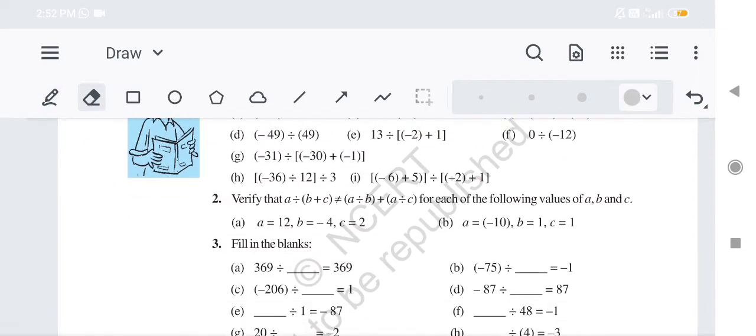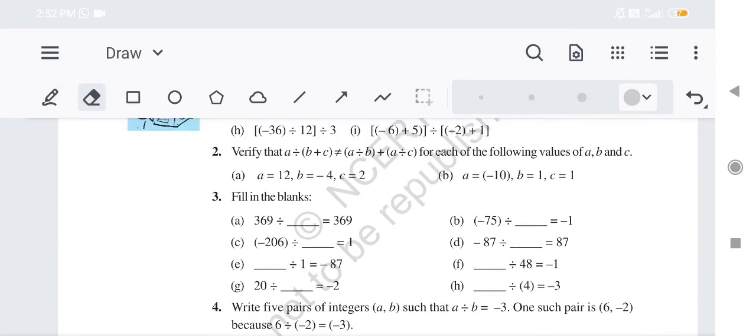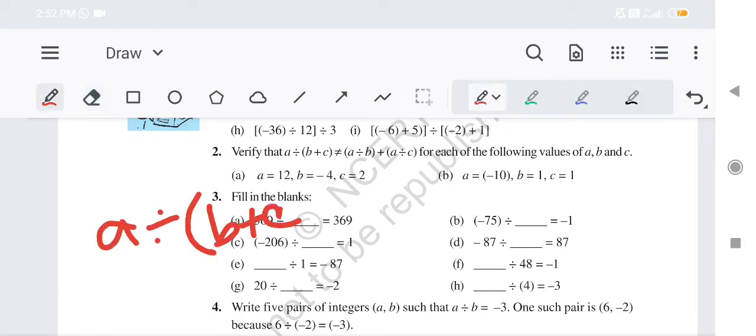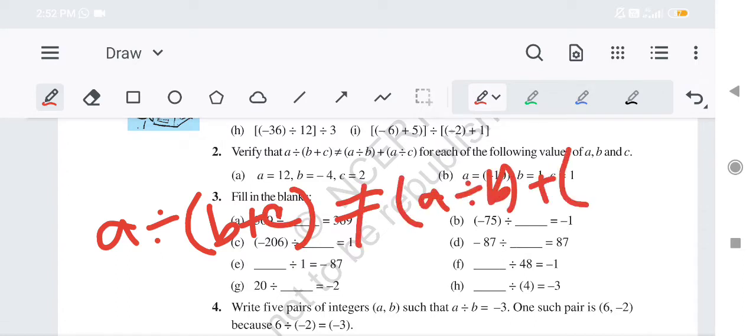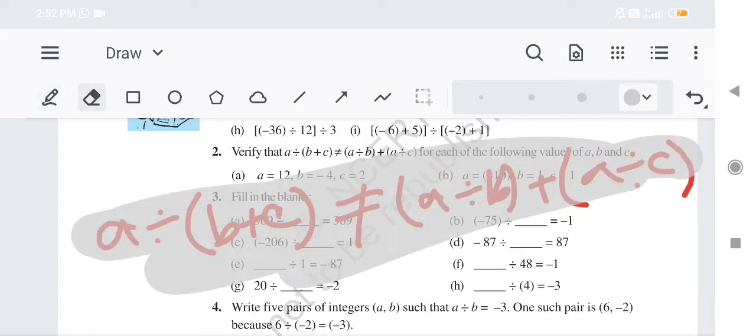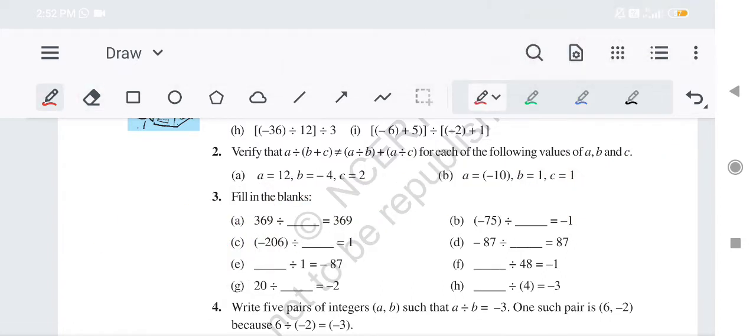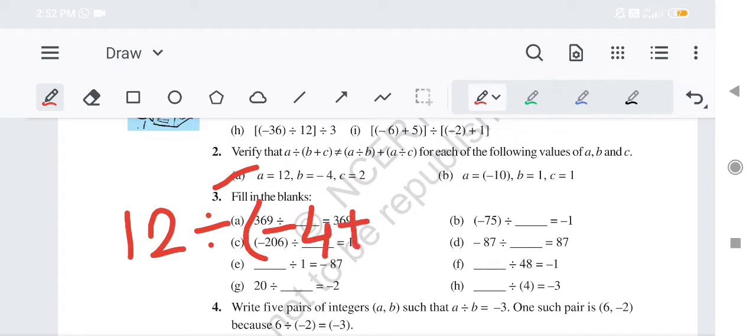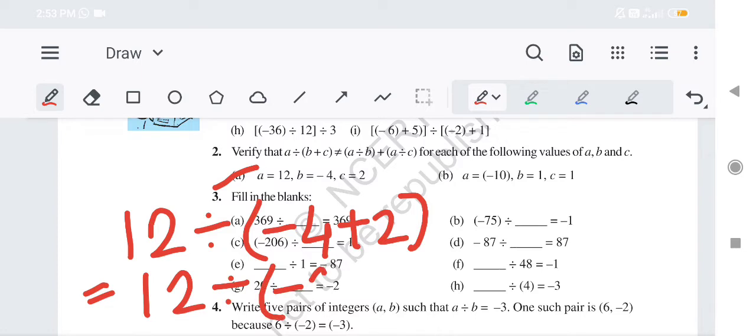Now let's start question number 2. Here it is written, verify that a divided by within bracket b plus c is not equal to a divided by b plus a divided by c. We have to just check this. How to check this? First, we will do this sum in this way, 12 divided by minus 4 plus 2. Okay, so 12 is divided by minus 2 and in the answer we are getting minus 6.